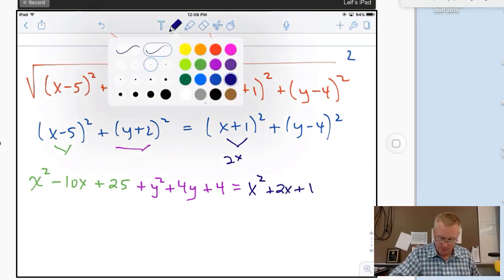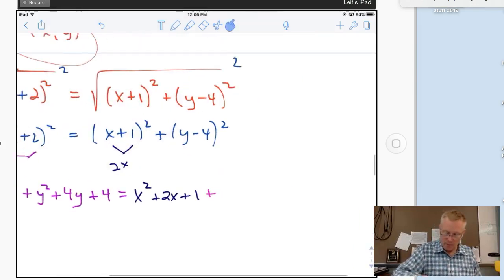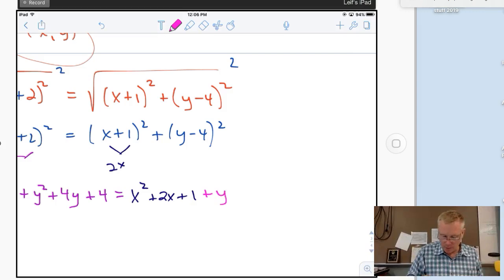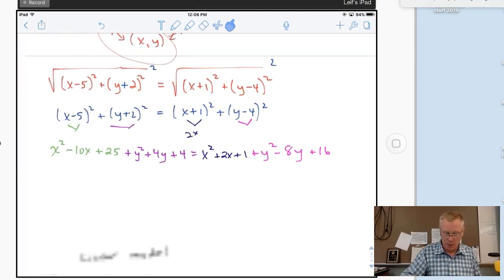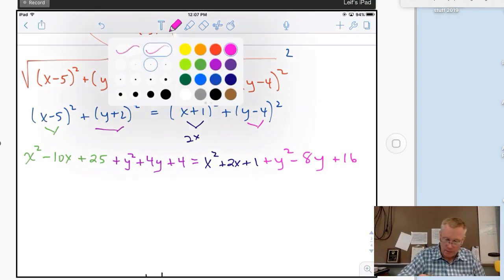All right, last one. Y minus 4 squared, so that's y squared minus and plus. 4 squared is positive 16. y times negative 4 is negative 4y. Negative 4y doubled is negative 8y. And there's my middle. All right, so, whew, man, I got a big equation. All right, here comes some cool stuff, though.